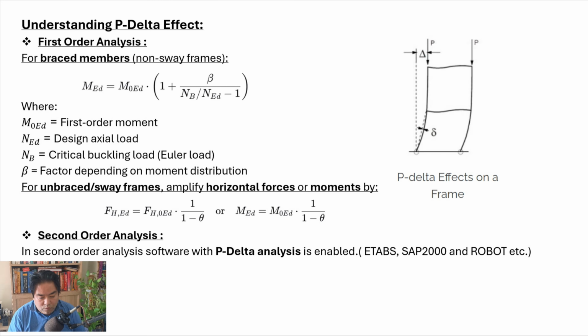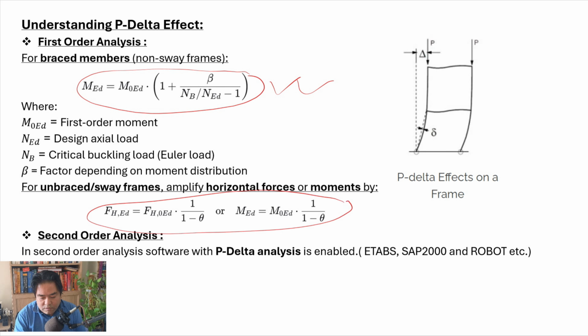There are two methods we can apply for P delta in our building. The first one is the first order analysis, which is based on this expression. For braced members, we can apply this one, whereas for unbraced or sway frames, we can apply this method. In second order analysis, software like P delta analysis is enabled.